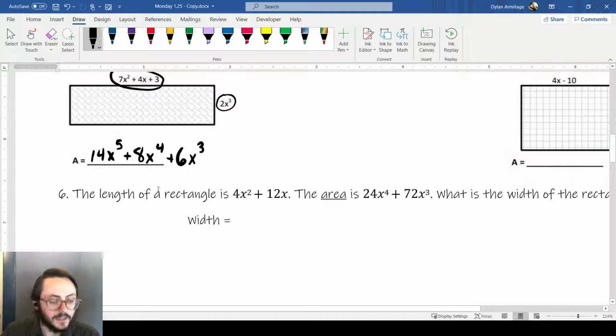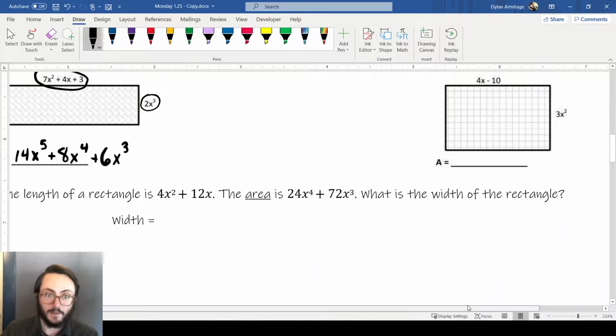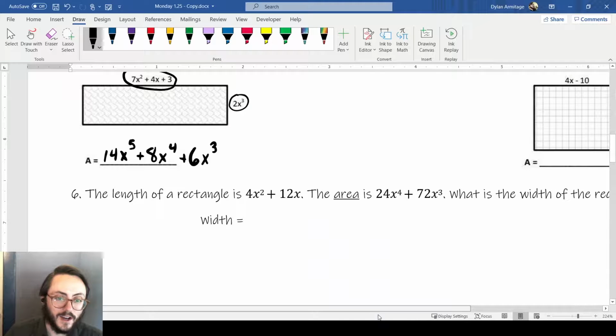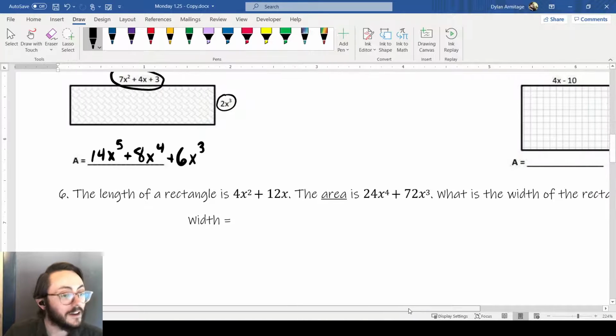Now this question 6, the length of the rectangle is that amount there, and the area is that. How can you find the width? That's for you to think about and try. Now that we have covered division, it should be a little easier.